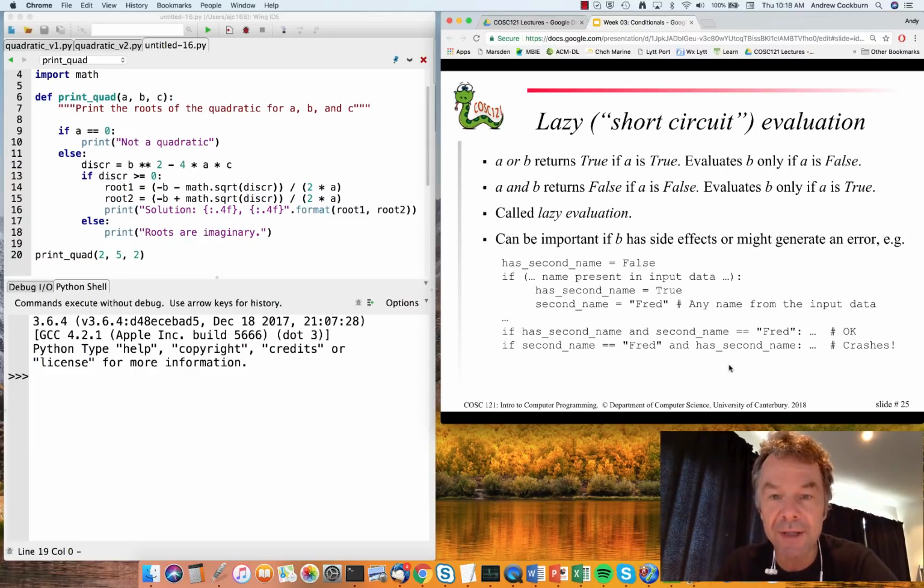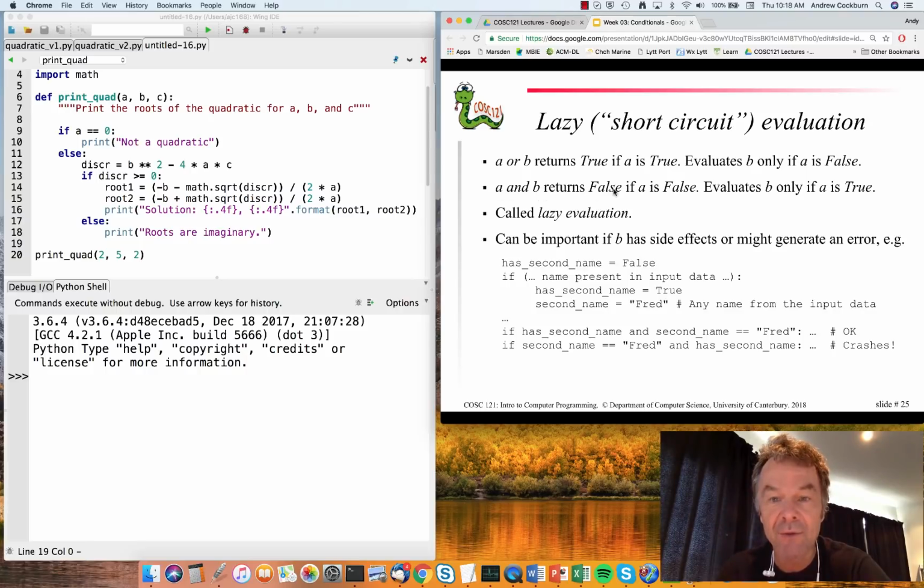One more point about Booleans before we move on is that Python is what's called a lazy language. So a Boolean expression A or B returns true if A is true. If A is true, that's sufficient to determine the truth of A or B. So it doesn't evaluate B if A is true. It only evaluates B, goes on to process the B part of this expression, if A is false. Knowing that A is true is sufficient to determine the truth of A or B. So because Python is lazy, it doesn't bother evaluating B if A is true.